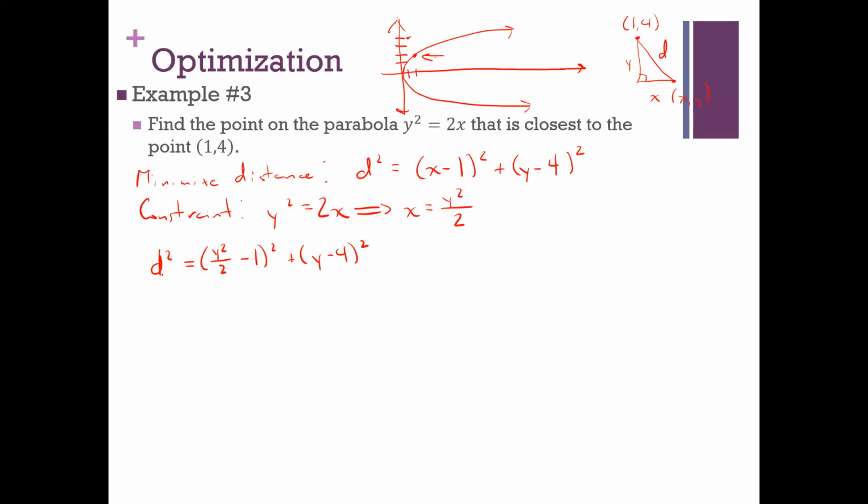What variable am I taking the derivative with respect to here? Y. So I'm going to take the derivative with respect to y of both sides. What's the left-hand side going to look like? Yeah, d(d squared)/dy equals. I'll let you take this one. It's a little more complicated than the last couple. How'd you get 4y?